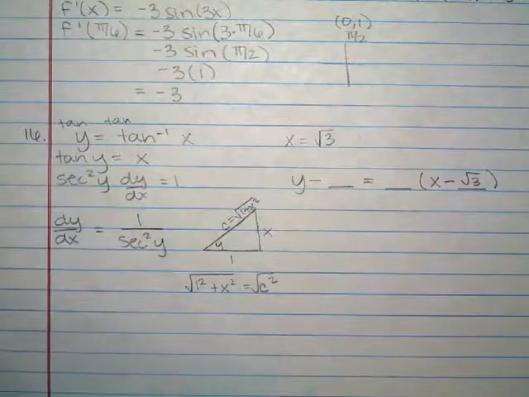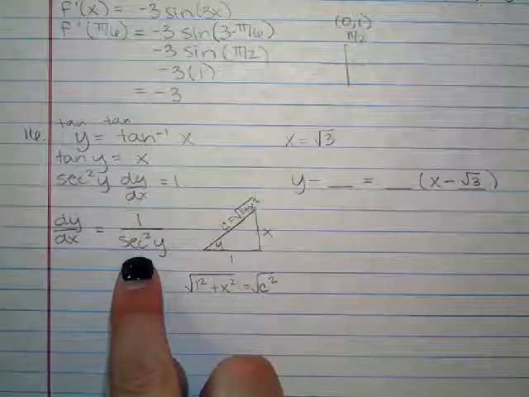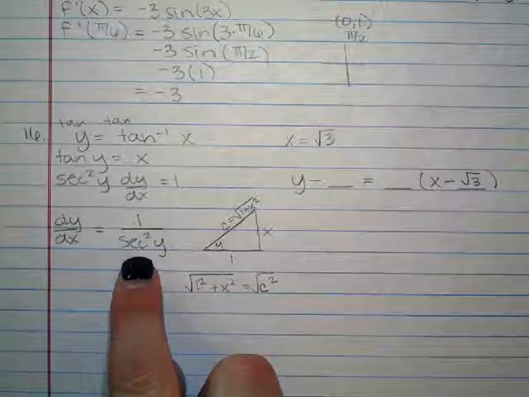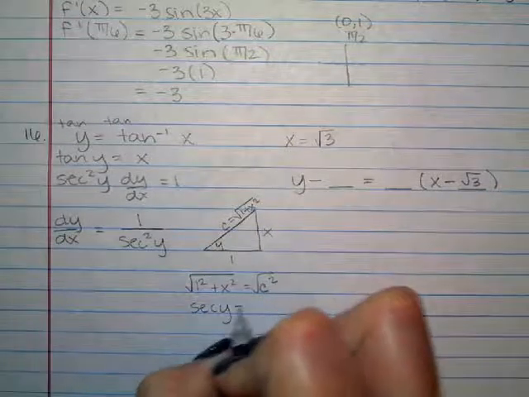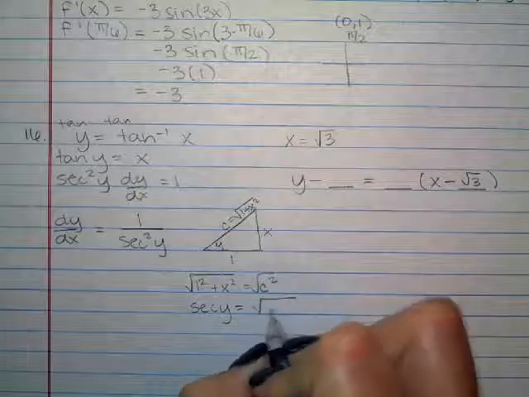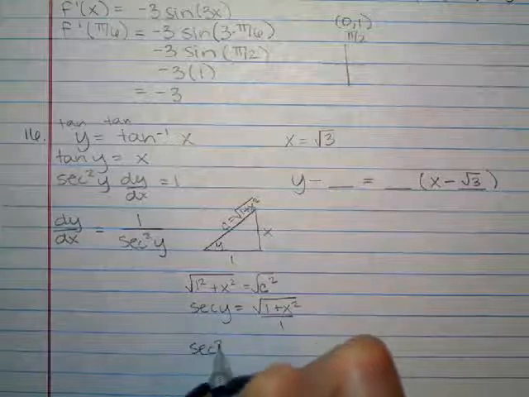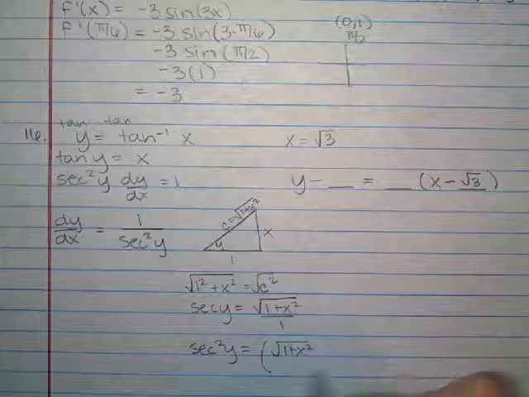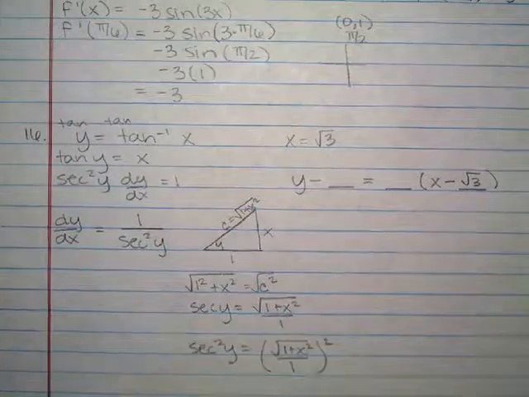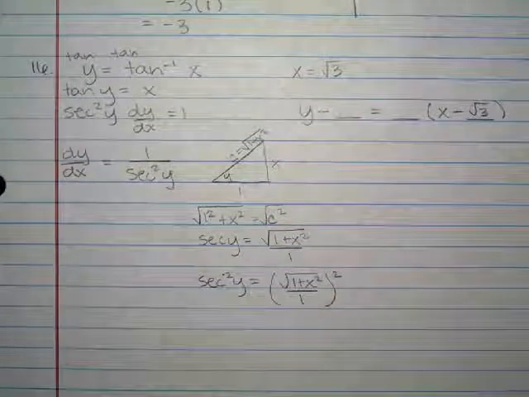And secant is just the opposite version of cos, so instead of adjacent over hypotenuse, it's hypotenuse over adjacent. So if secant y is hypotenuse over adjacent, that would be the square root of 1 plus x squared over 1. Secant squared y is that squared. And so that would just be 1 plus x squared. Are we good so far?